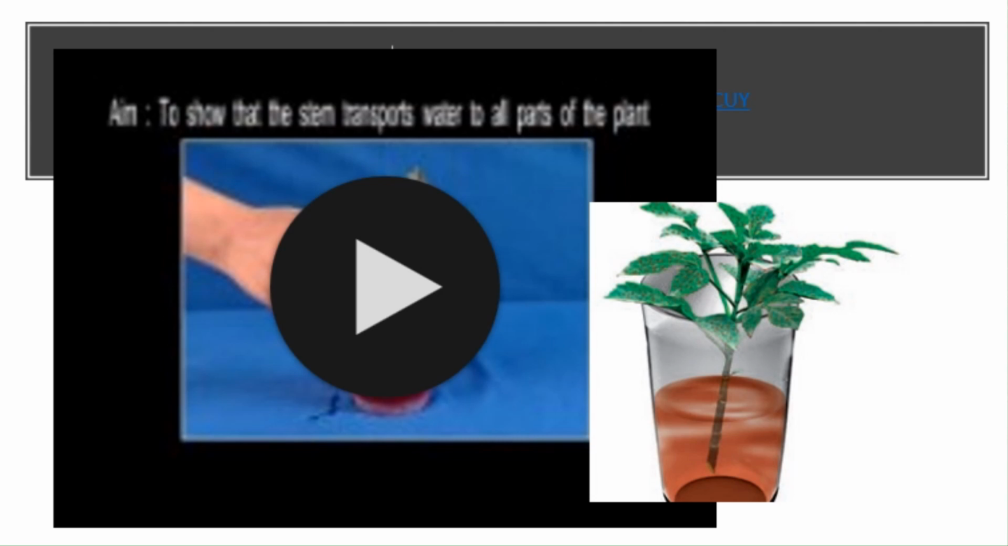After that we have to observe the setup. Does the color appear in the stem or not? You will find that the color rises in the stem. If this is kept for a longer period, the color appears in the veins of the leaves also.